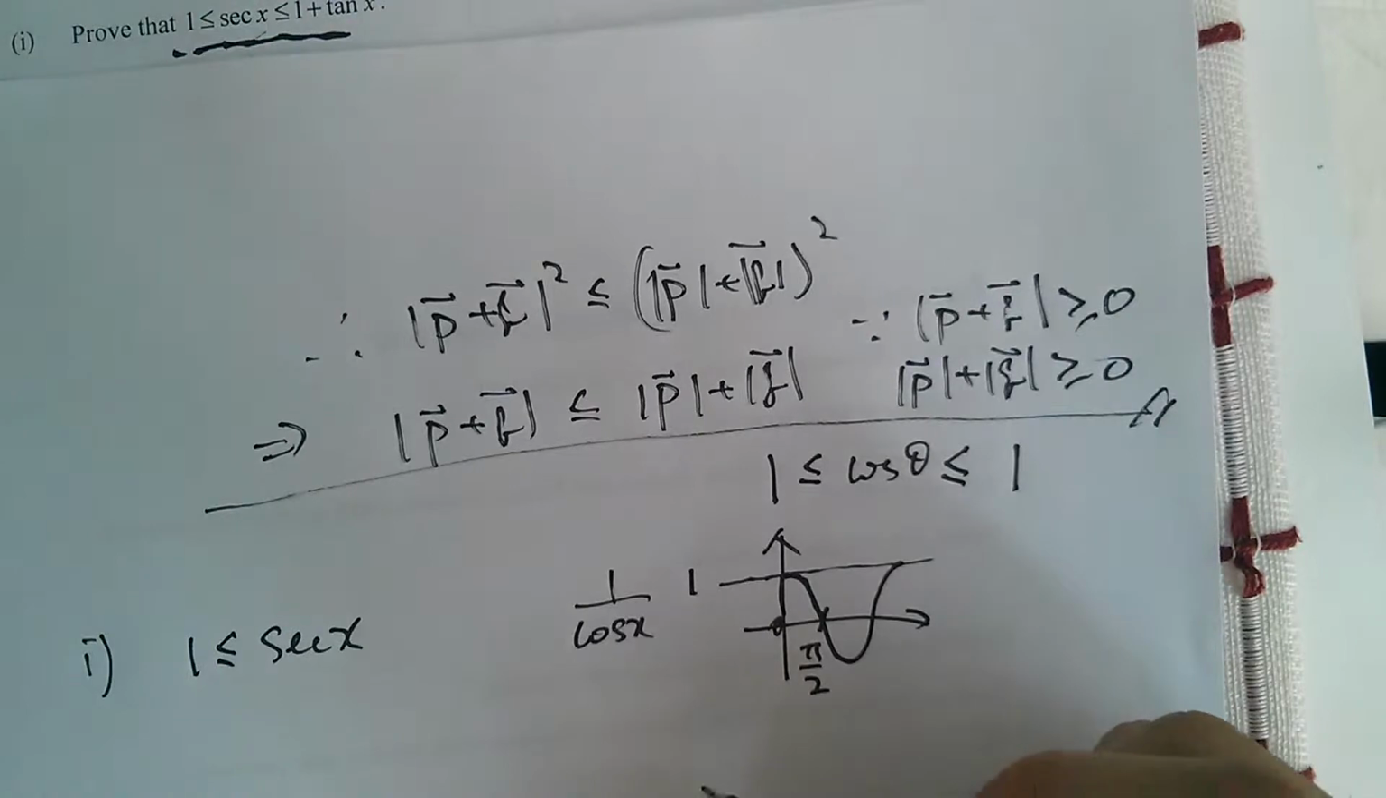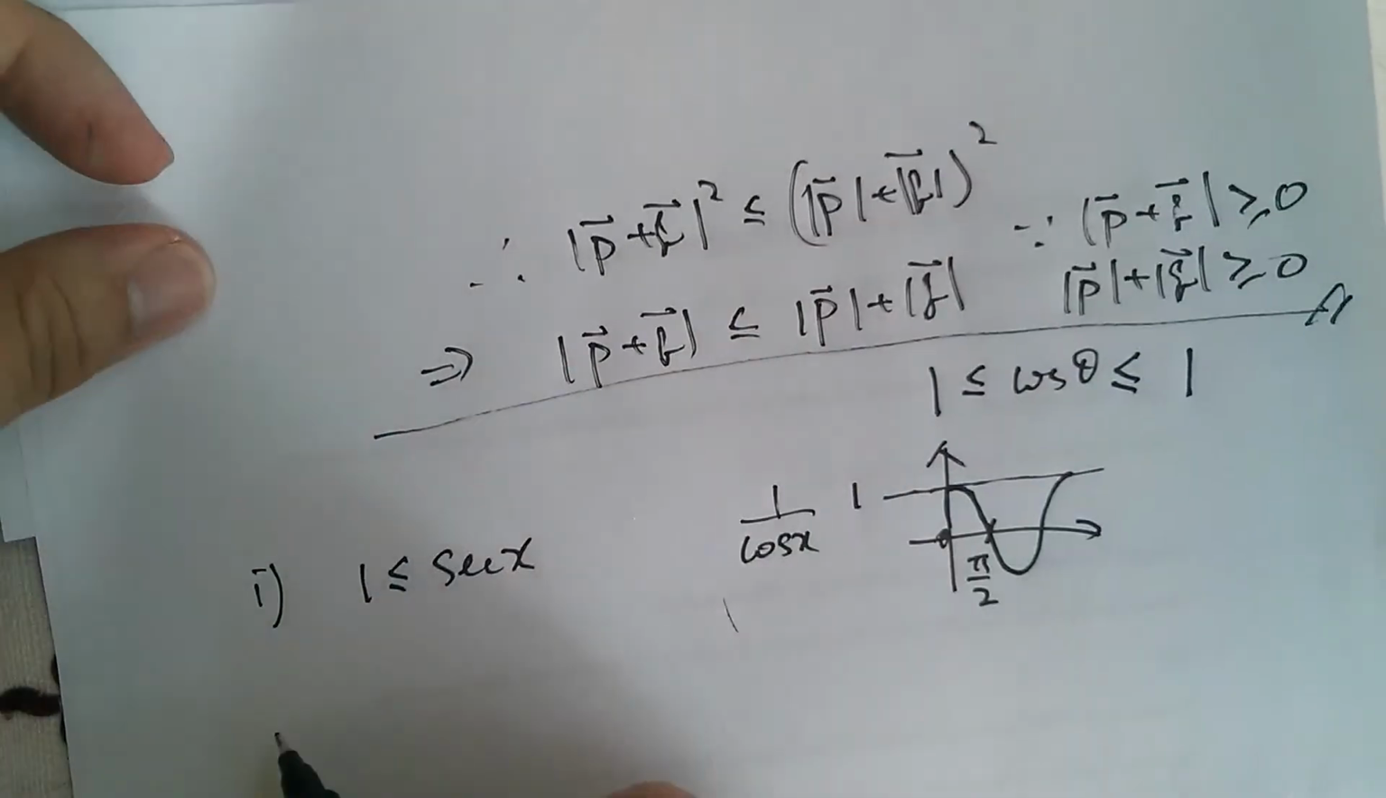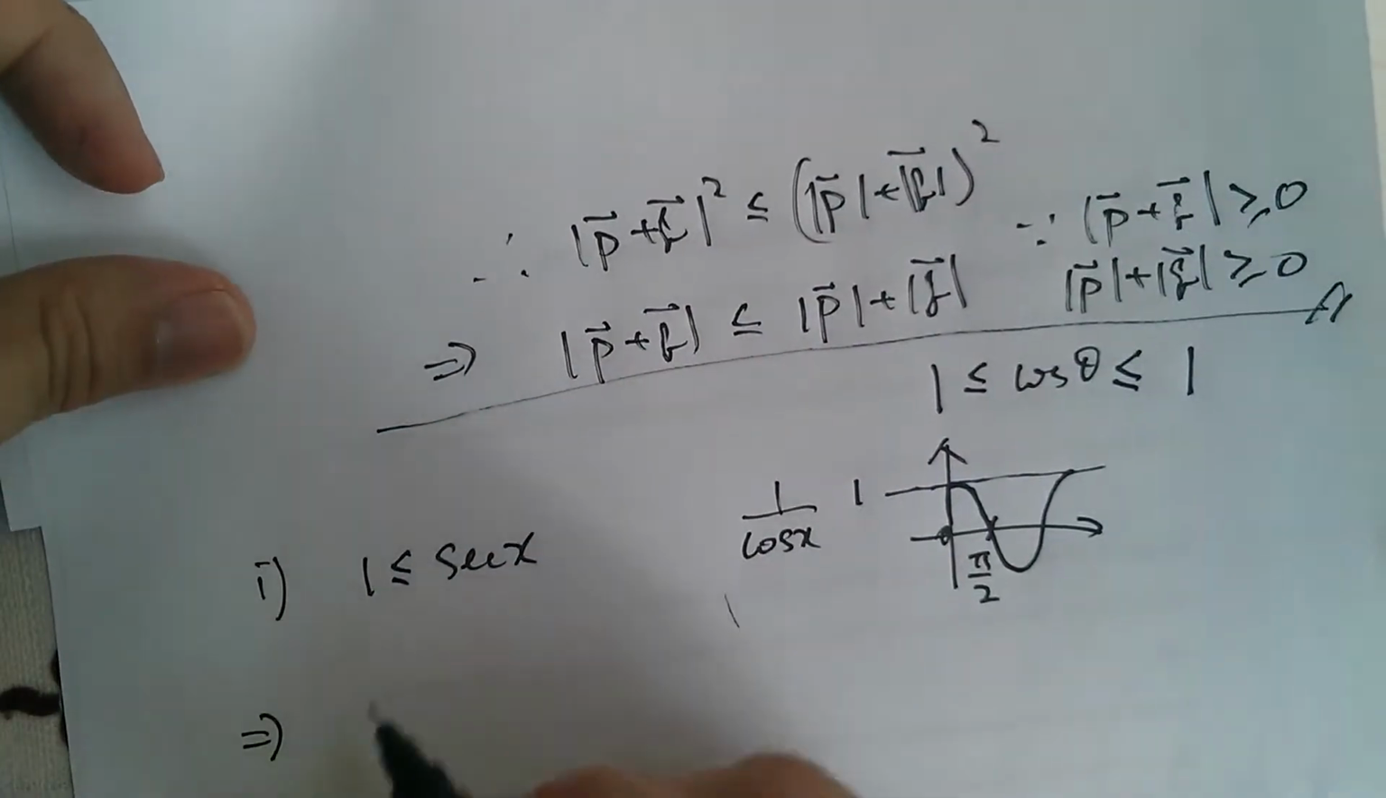1 over something from 0 to 1 is automatically bigger than 1. Right? But how do we present this? We want to present it in a nice way. So we're going to use our strategy 1.